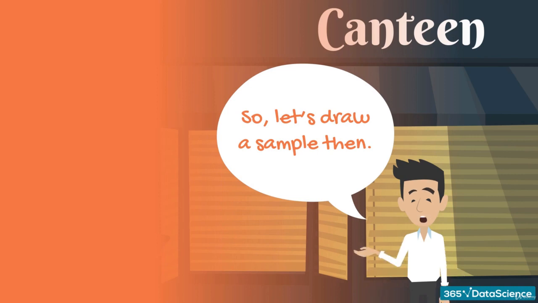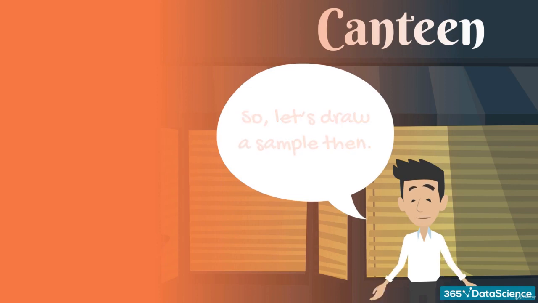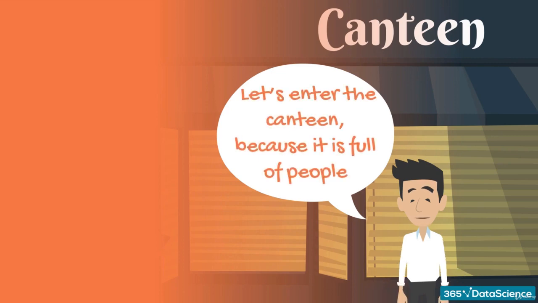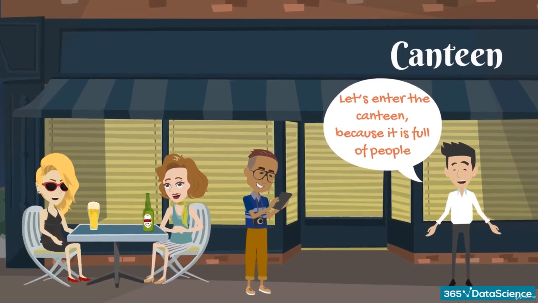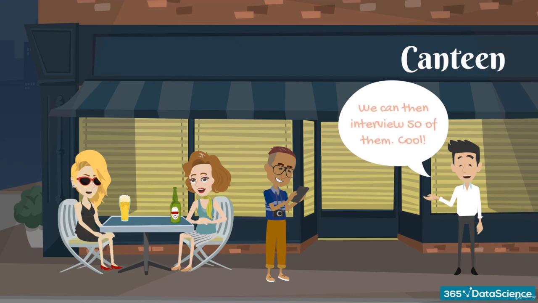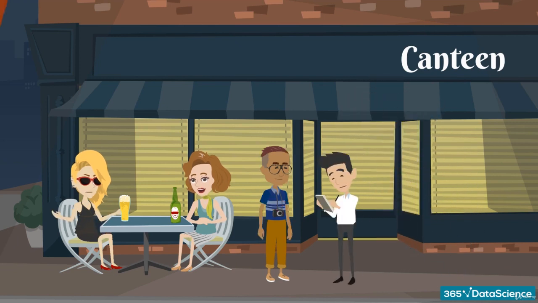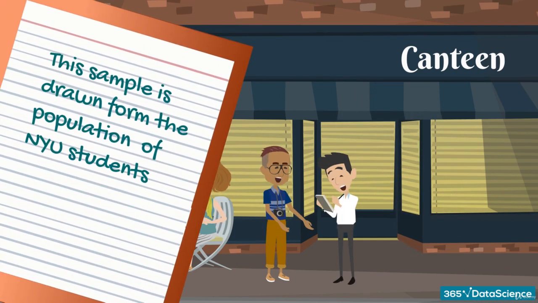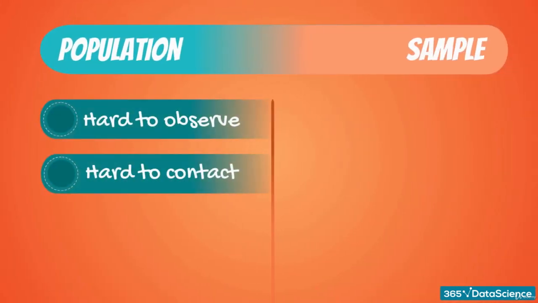As we first wanted to do, we can just go to the NYU campus. Next, let's enter the canteen, because we know it will be full of people. We can then interview 50 of them. Cool! This is a sample drawn from the population of NYU students. Good job! Populations are hard to observe and contact.